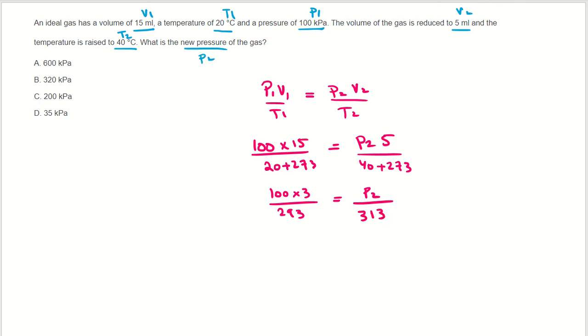So in this case, P2 is going to be equal to 300, but this 300, I need to multiply it by 313 over 293. So as you can see, of course, I can't use a calculator, but the answer should be close to 300. Why is this? Because this ratio is a bit more than 1. So the answer is going to be B in this case. Of course, it's in kilopascal because I did not convert. It's still in kilopascal here. So it was 100 kilopascal here.